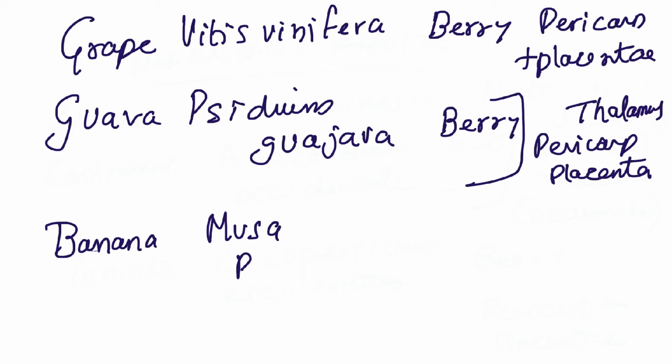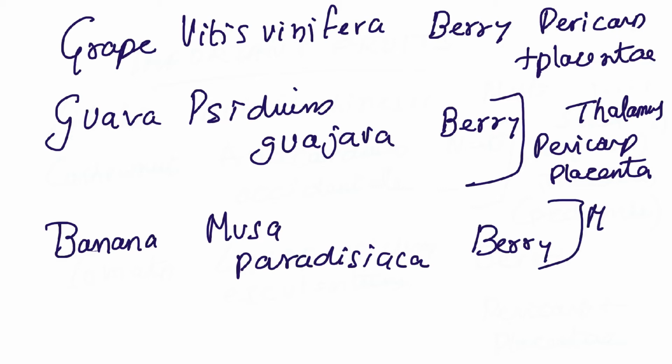Banana is the next example, Musa paradisiaca, and in one of the previous videos we have discussed banana in detail. It's once again a berry, and mesocarp and the endocarp are the edible parts as far as banana is concerned.